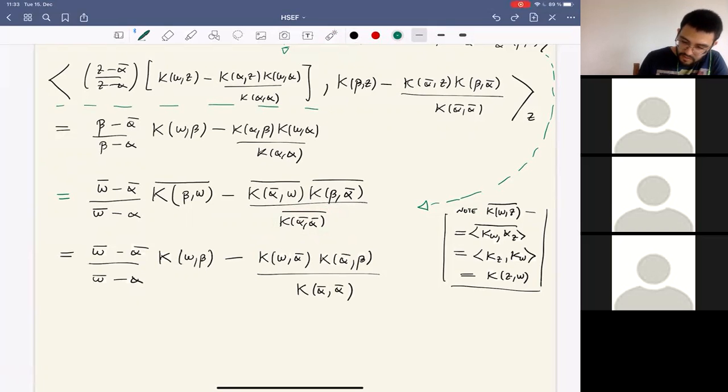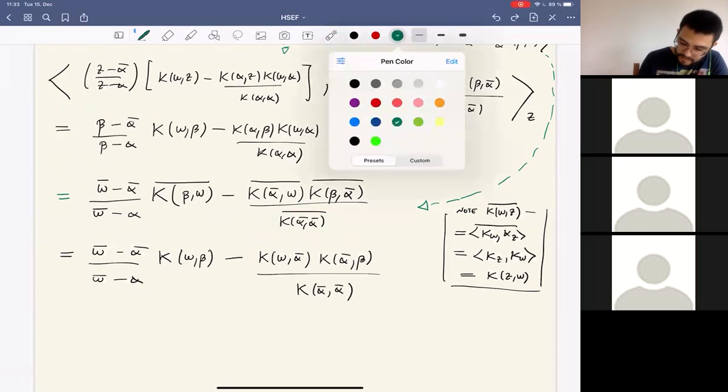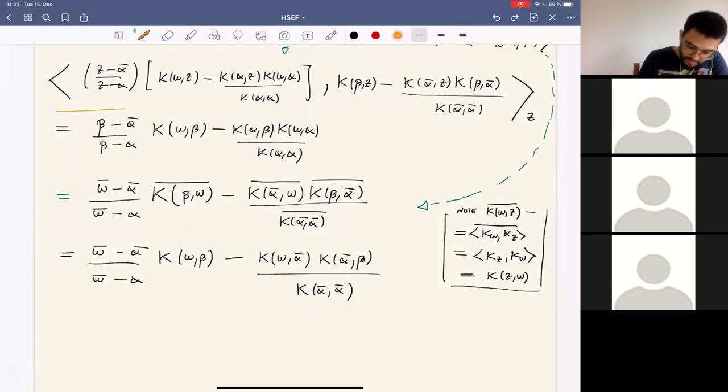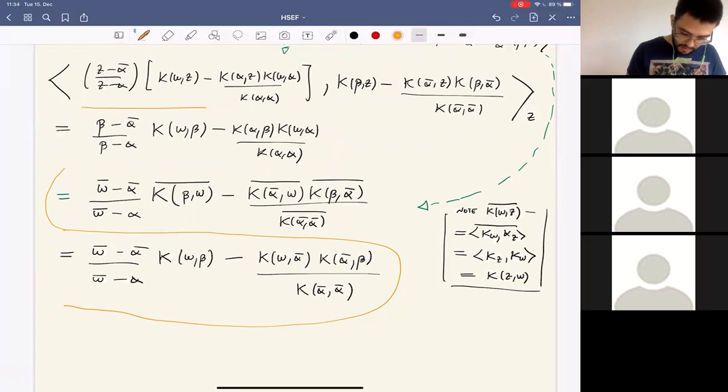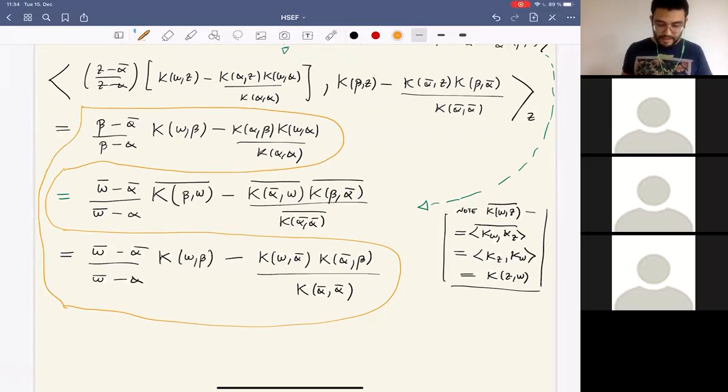I should use another color. Let's see this. So then we get this identity here. This equals that. Okay. This thing here. Okay. So exercise, and this is just a computation. This, you have just to write everything in terms of L now.